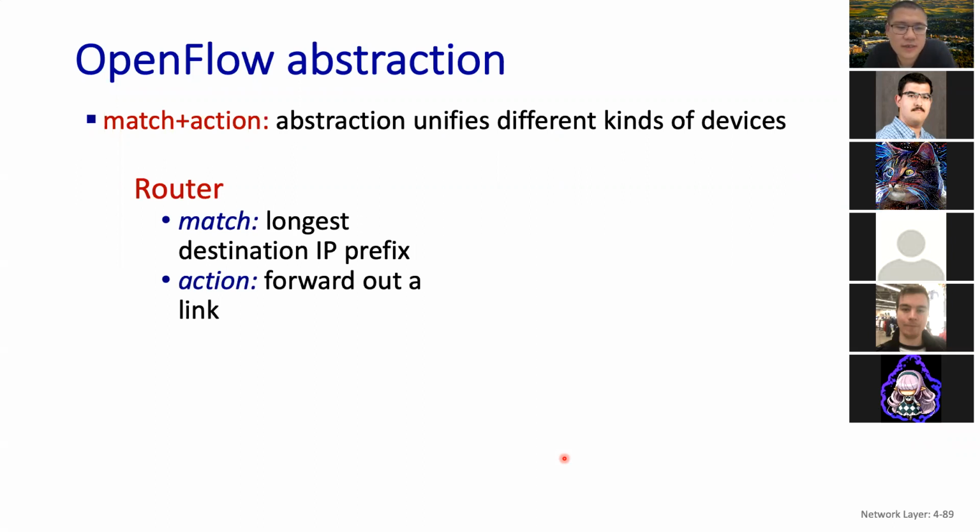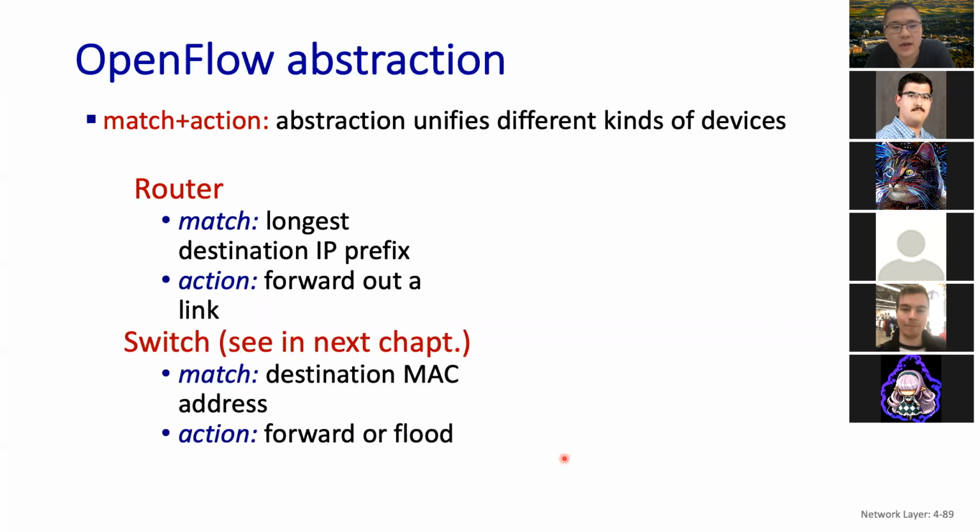In summary, if you have a router, the match is on the longest destination IP prefix, as we mentioned before, and you forward to the output link. For a switch, a concept we haven't introduced yet but will in the next chapter, you have the destination MAC address and you just forward or flood. Flood is a concept we will discuss next chapter. These are different schemes based on different MAC addresses.